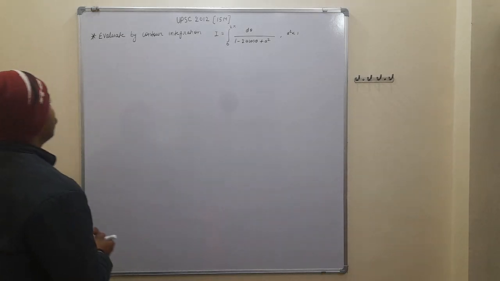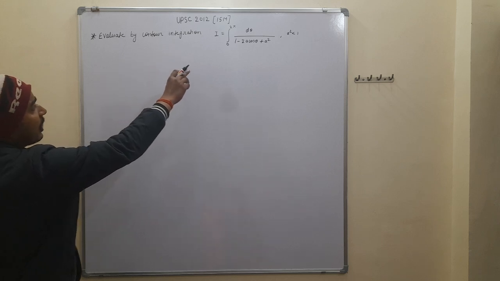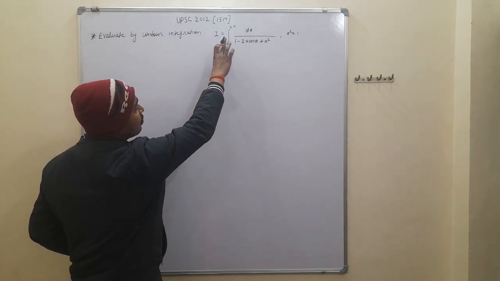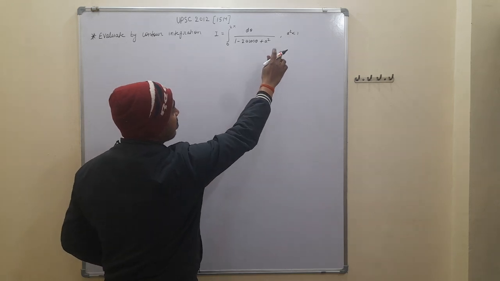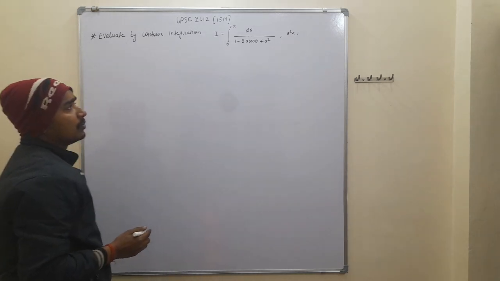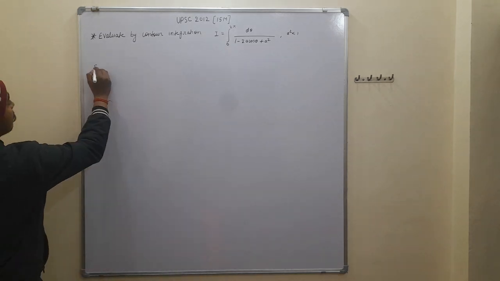Here in the question, evaluate by contour integration the integral from 0 to 2 pi of d theta upon 1 minus 2a cos theta plus a square, where a square is less than 1. So let's solve the problem.